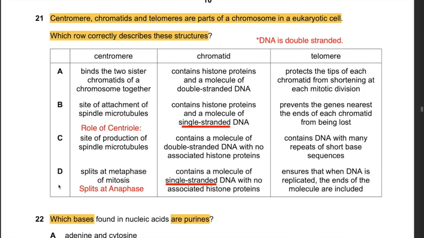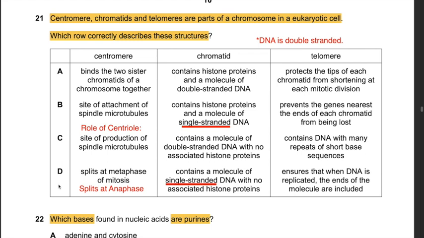Question 21. Centromere, chromatids and telomeres are parts of a chromosome in a eukaryotic cell. Which row correctly describes these structures? DNA is a double-stranded molecule. Therefore, if you see any answer having single-stranded DNA, that is incorrect. If we go to the answers A, B, C and D, both B and D have a mention of single-stranded DNA. Therefore, they are incorrect.